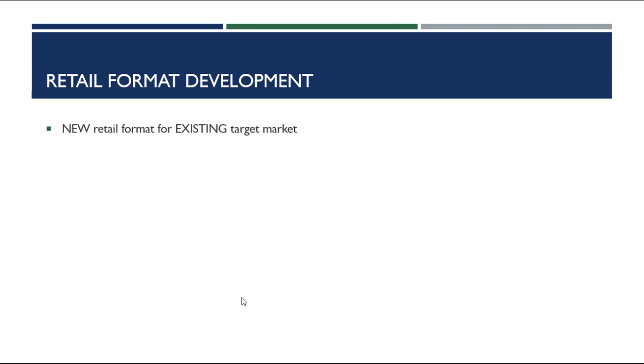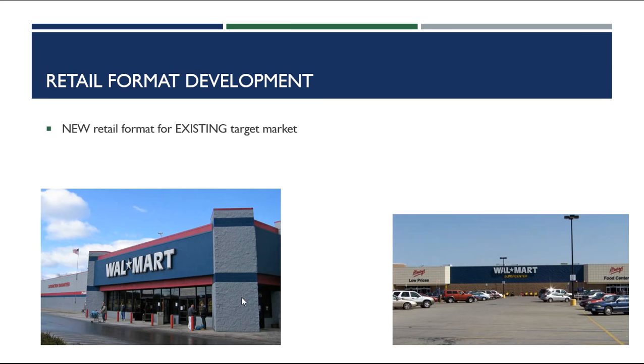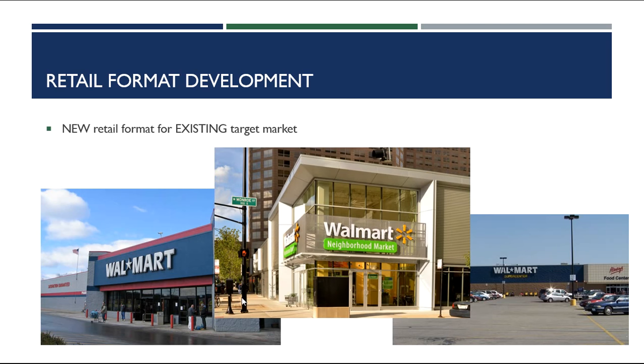An example of this opportunity would be Walmart. Walmart started with just a full-line discount store. Then they used retail format development to open their supercenters. And so now they had both the full-line discount store and the supercenter. Most recently, they used this strategy when they introduced their Walmart Neighborhood Market, which is only a grocery store. So they're targeting the same audience, the same type of shopper, but they're changing their retail format to try to grow.